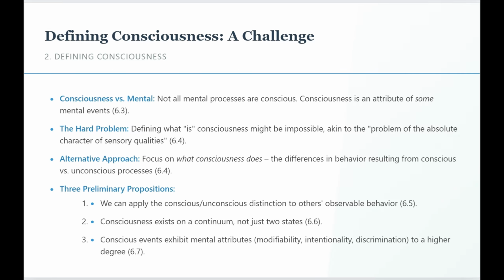Before diving deep, three ground rules seem pretty uncontroversial. First, we can use this conscious-unconscious distinction for others too. We know the difference between deliberate actions and reflexes in ourselves, and we use that to judge others' actions. Second, consciousness isn't black and white, it's a spectrum. There are shades of gray, semi-conscious states, where it's tough to say if something is truly conscious. Third, conscious events really nail those mental attributes we talked about. They're highly modifiable, intentional, well discriminated, and even more generally discriminated than other mental phenomena. They're the VIPs of the mental world.